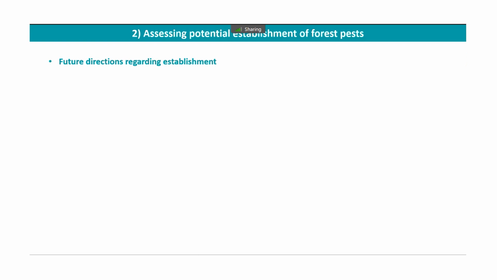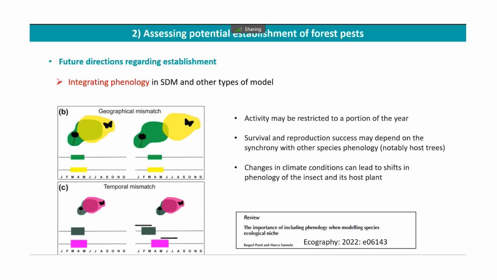So these were the recent advances in species distribution models, and now I'm going to talk about future directions, more generally about models that describe establishment. First, the activity of a forest insect or pathogen may be restricted to a portion of the year, and survival and reproduction success may depend on the synchrony with other species, notably host trees. And we know that climate change can affect the phenology of insects or pathogens, and also affect the phenology of host trees.